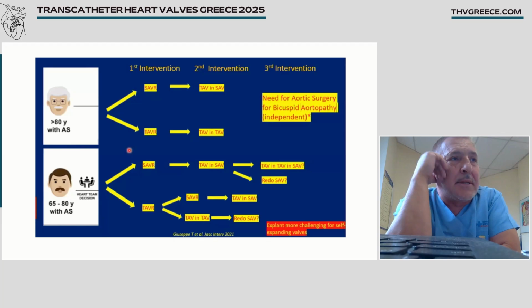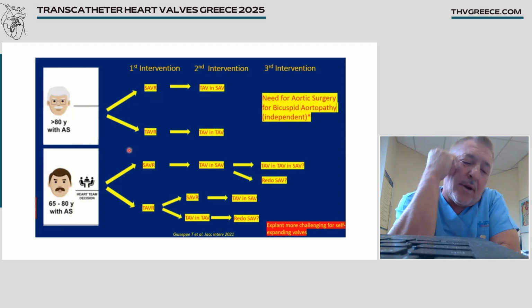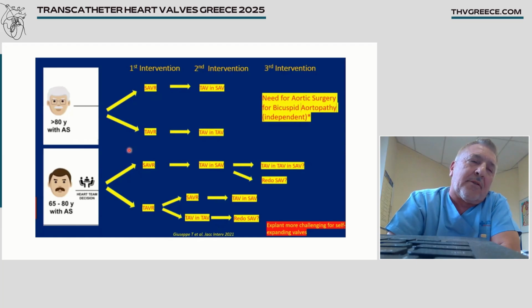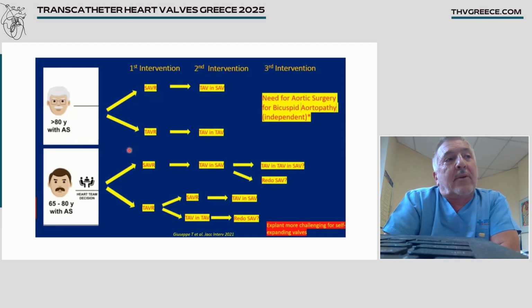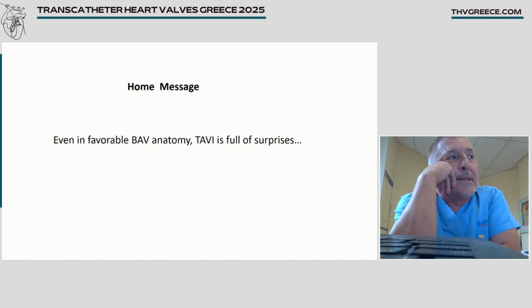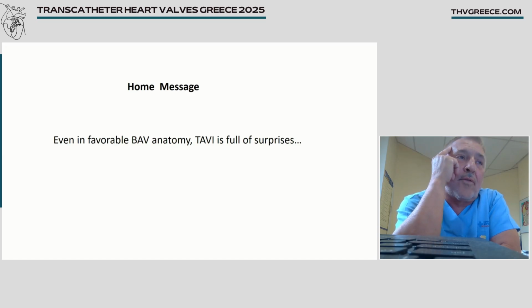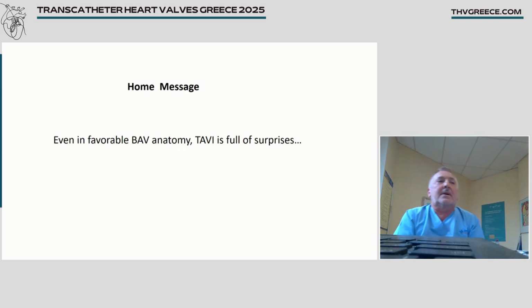The problem with those patients is that, even if everything goes well, they may need at least another valve, maybe two, till the end of their lives. And anyway, to perform a TAVI in bicuspid aortic valves, even if the anatomy is favorable and everything seems to be okay, we always have to remember that bicuspid valves are problematic and they're full of surprises.